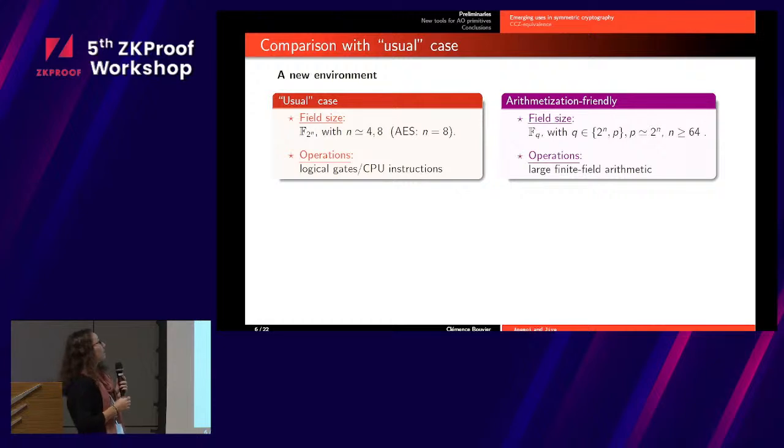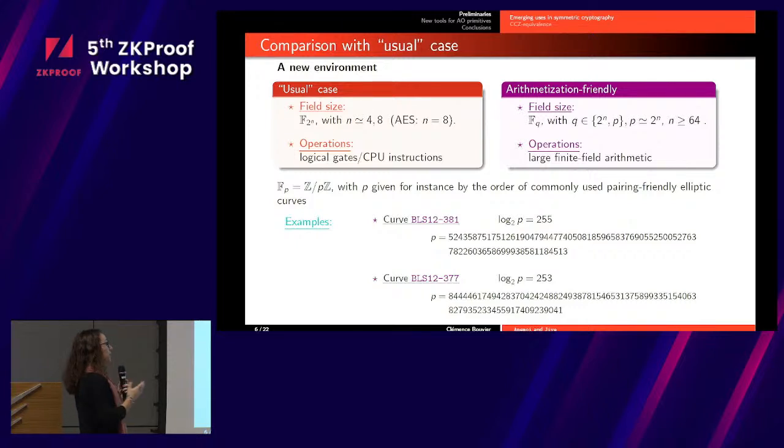So first thing is that usually in symmetric crypto, what is interesting for us is to work in very small fields, F_2^n, where n is like 4, 8. So for example, for the AES, n is equal to 8. And now we need to work in very large fields, F_q, where q is either a big prime number or a big power of 2. So for example, we can work in F_p with such a p. So we can really feel here that this is very different to work in F_p with such a p than working in F_2^n with very small n. So this also means that the operations are not based on logical gates or CPU instructions, but now we need to work with large finite field arithmetic.